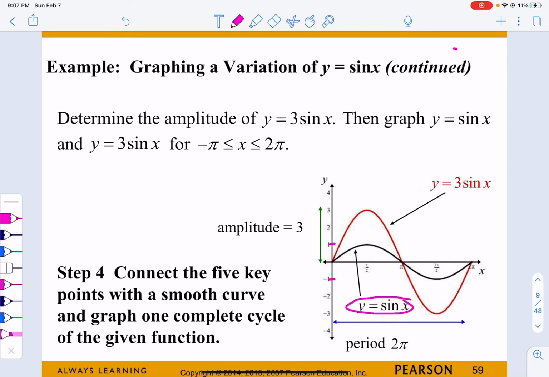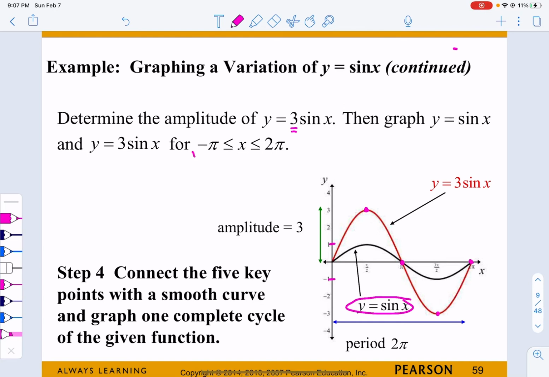Now what happens when we had our 3: when we are at pi over 2, we're now at 3. When we are at pi, we are at 0. When we are at 3 pi over 2, we are at -3. And then when we were at 2 pi, we were back at 0 again. So we're going to have a graph that is going to have a vertical stretch. It's going to be taller than that initial graph.